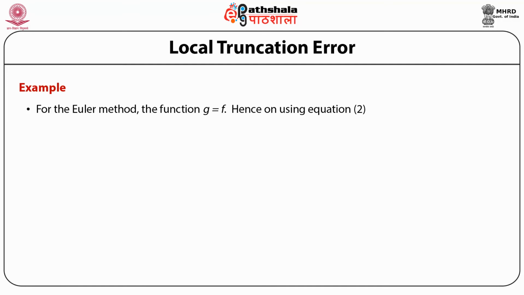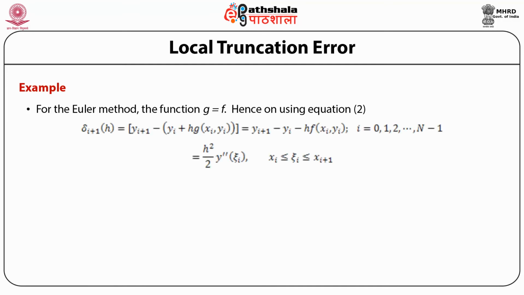Hence, on using equation number 2, delta_{i+1}(h) equals y_{i+1} minus y_i minus h into g(x_i, y_i) equals y_{i+1} minus y_i minus h into f(x_i, y_i), where i varies from 0 to n minus 1, which equals h square by 2 y double prime(xi_i), where xi_i lies between x_i and x_{i+1}. If y double prime is bounded by M on [a, b], then delta_{i+1}(h) is less than or equal to h square M by 2, which is approximately equal to O(h square).